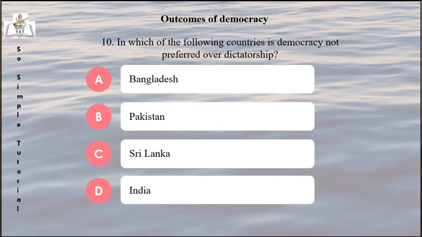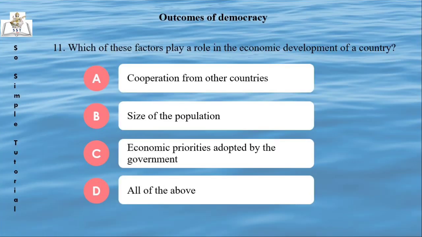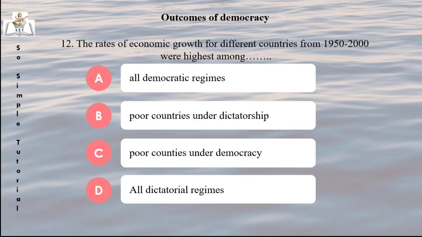In which of the following countries is democracy not preferred over dictatorship? Pakistan. So option B is correct. Which of these factors play a role in the economic development of a country? All of the above. So option D is correct. The rates of economic growth for different countries from 1950 to 2000 were highest among all dictatorial regimes. So option D is correct.